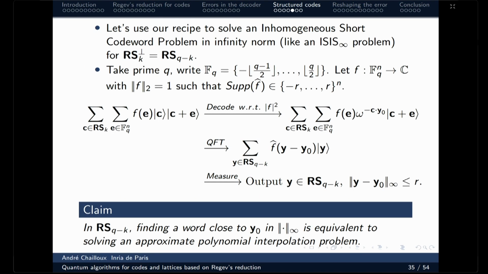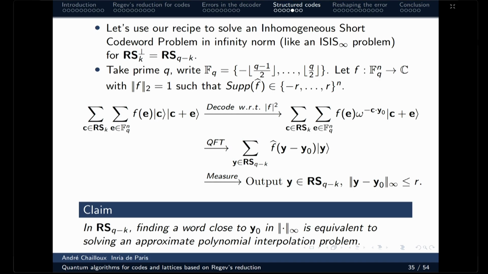And so if we apply a recipe, you can just take a code, and this is basically a rewriting of these two steps of Regev's reduction, but in this specific case. So what we do is we take a function, and we're interested in f hat, right? It's f hat that gives you the condition we want at the end. So let's say we want to solve this inhomogeneous short codeword problem, and let's say we take the infinity norm. So we take f hat, which is supported on words of small infinity norm R.